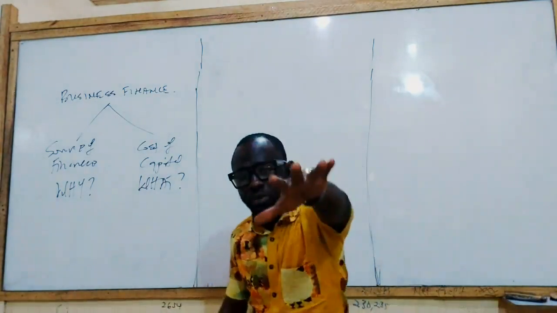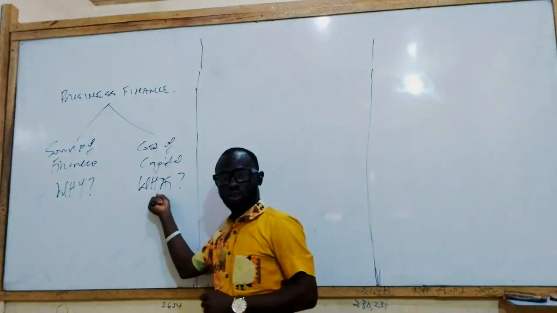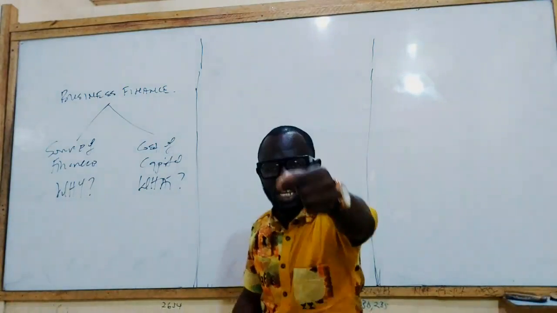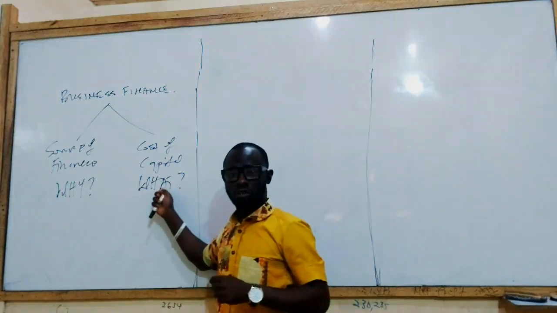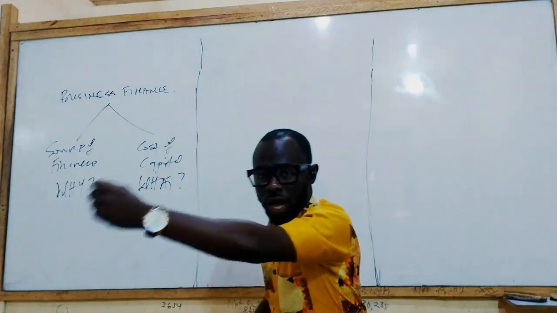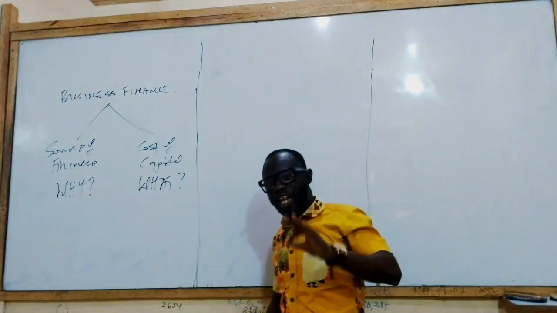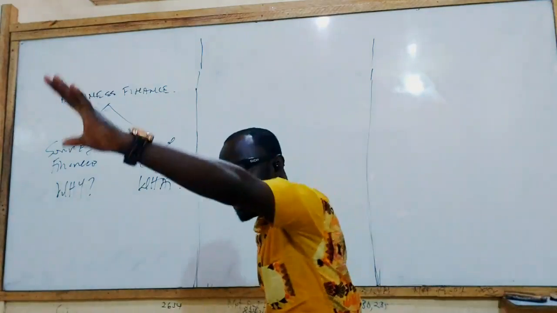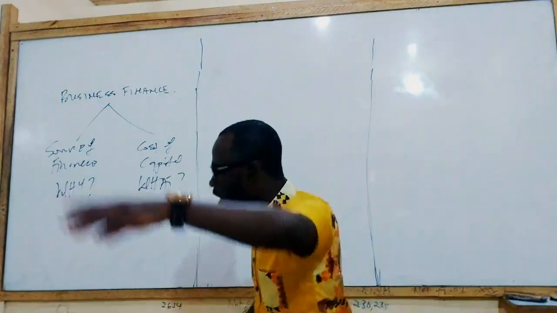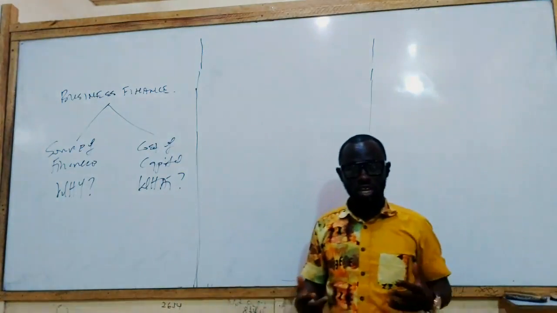If the shareholders are bringing in the money, there is a cost of that money. The returns that we need to give to them is the cost of the capital. If we go to the bank to borrow the money, the returns that we must pay, the interest expense that we must pay, becomes what? The cost of the capital.